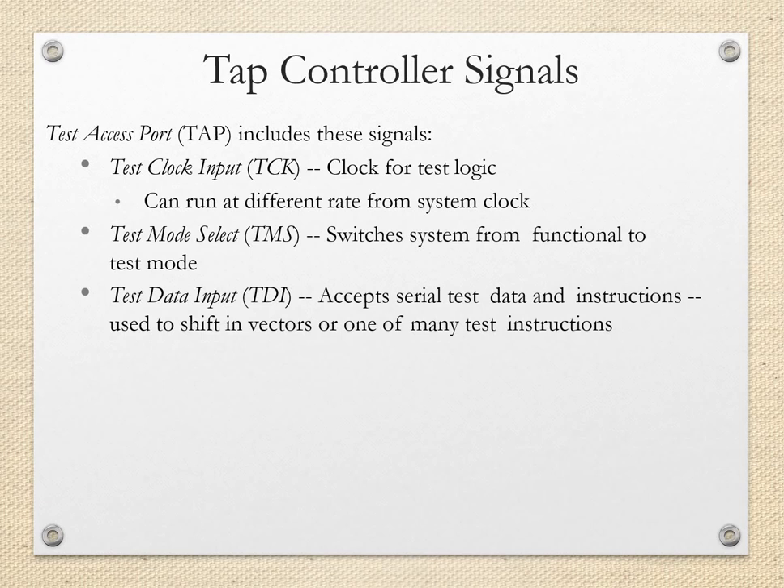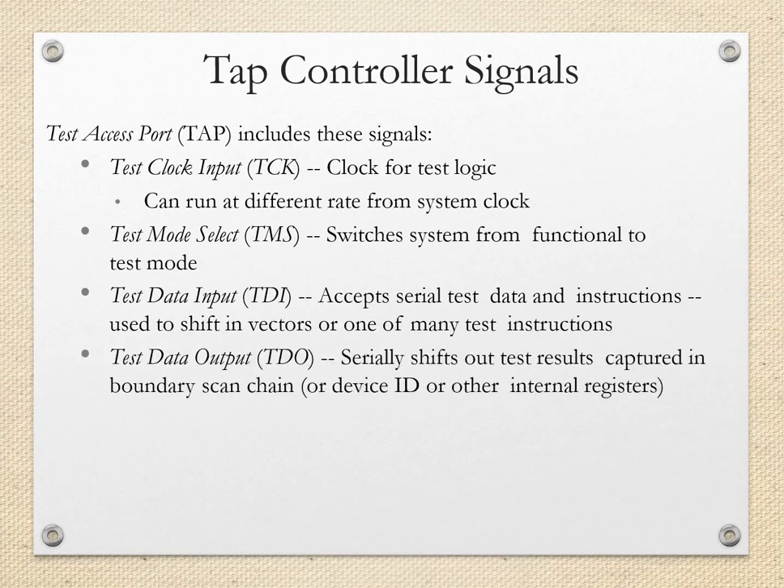Then we have test data input, that is TDI, which accepts serial test data and instructions used to shift in vectors or many test instructions. Next we have test data output, that is TDO, which serially shifts out test results captured in the boundary scan chain, or the device ID, or the other internal registers.